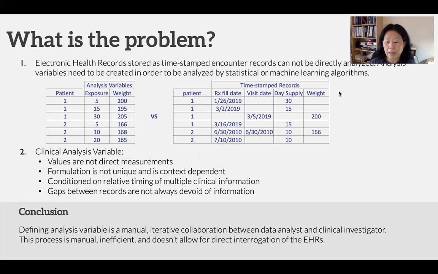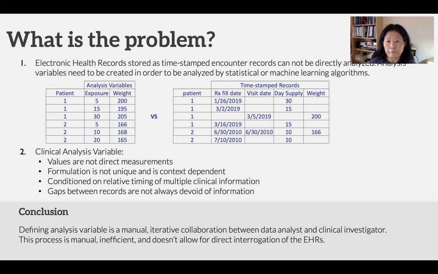Typically, data we analyze are from direct observations. The data on the left could have come from a study where medication exposure and weight were directly observed and measured. However, the records on the right could also be used to create analysis variables like those on the left. In fact, this is currently how EHRs are analyzed. And this process of creating analysis datasets is manual and time-consuming.